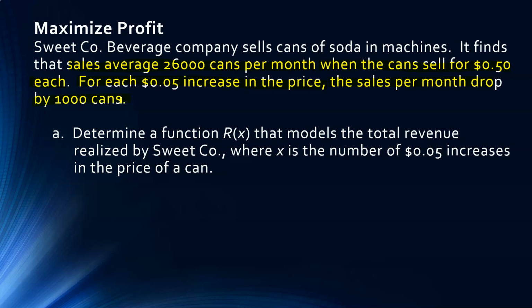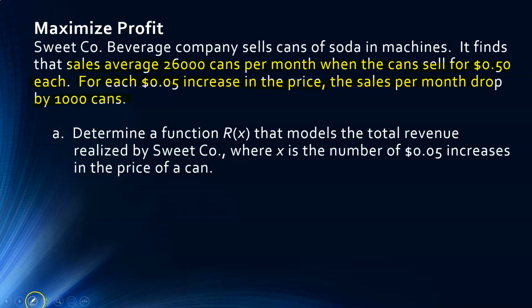So if you want to pause the video and get that in your notes before moving on, that would be a very good idea. All right, so what are we trying to do here? It says determine a function, so we're going to call this function r of x, that models the total revenue realized by Sweet Company, where x is the number of 5-cent increases in the price of a can.